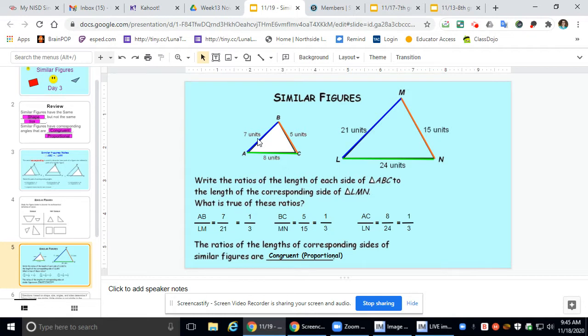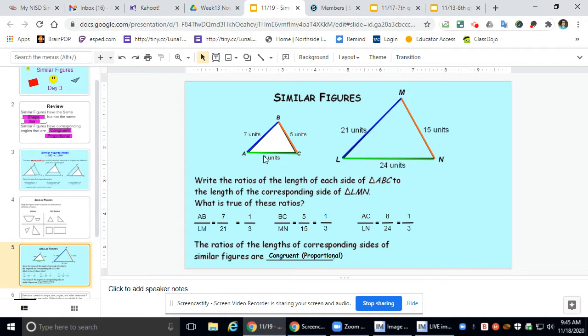So take a look. AB corresponds to LM, that is in blue. AB is 7, LM is 21, and when we simplify that ratio, we get 1 to 3. Let's take a look at BC, which is in red, that's 5. And MN is the corresponding side, which is 15. If we simplify those ratios, we get 1 to 3 as well.